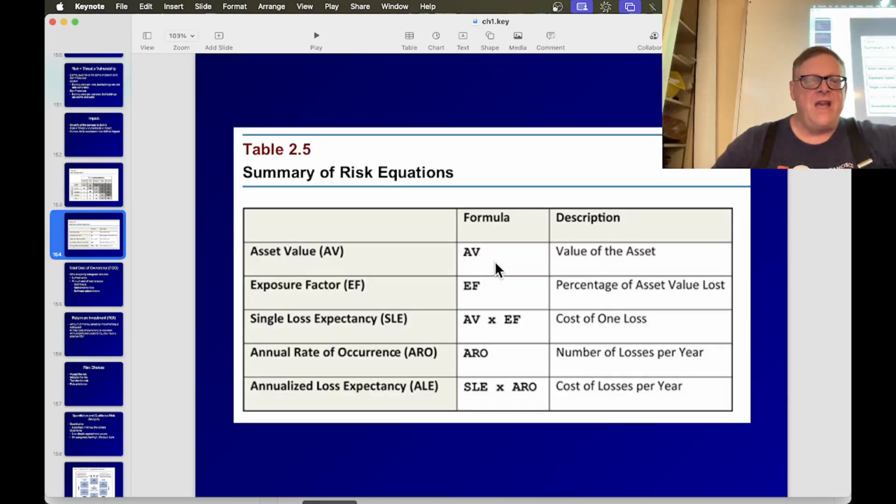So you have the asset value. The exposure factor is how much of the asset would be lost if the bad thing happened. Like you have cars, and the cars might get in an accident, and maybe that would cost half the cost of the car to repair it. So that's your single loss expectancy.